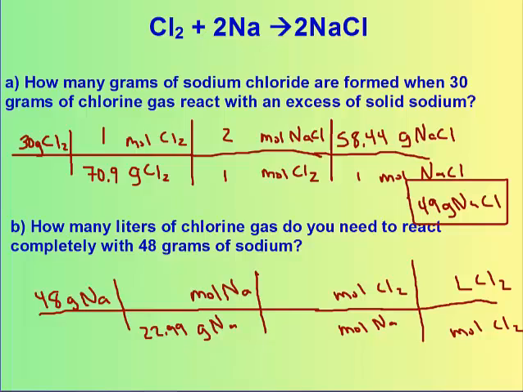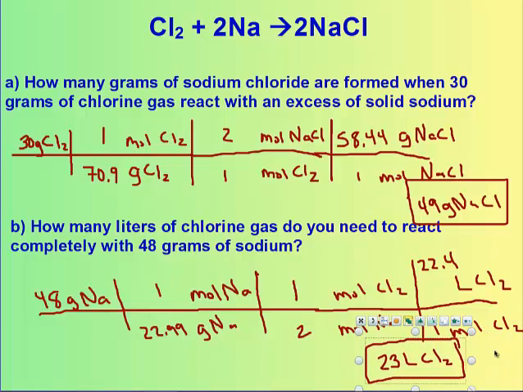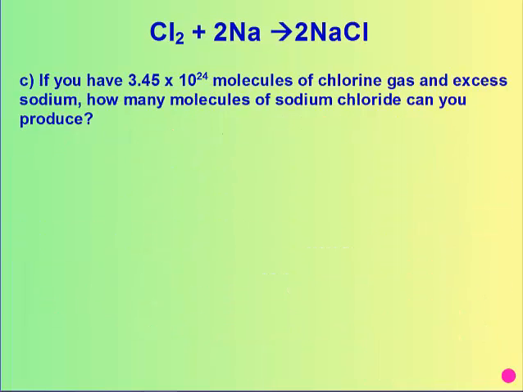22.99 grams is the molar mass of 1 mole of sodium. For every 1 mole of chlorine, we have 22.4 liters, because 1 mole is always 22.4 for a gas. And now for our ratio, we have 2 moles of sodium for every 1 mole of chlorine. Multiplying and dividing, you should get 23 liters of chlorine as your final answer. Go ahead and pause the video and try this last one on your own. Restart when you have your answer.